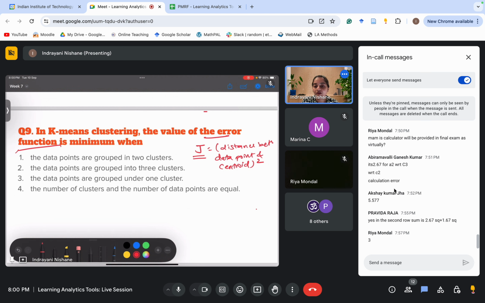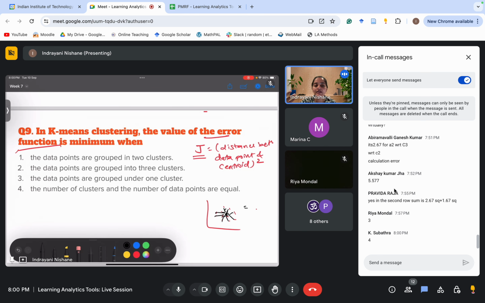When all the data points are under one cluster C1, the distance between all the data points and C1, squared, will definitely not be close to 0. It will be maximum for one cluster, and it will keep decreasing as we increase the number of clusters. So we have to think about when this difference between the centroid and the data point will be minimum. We have to think about that scenario.